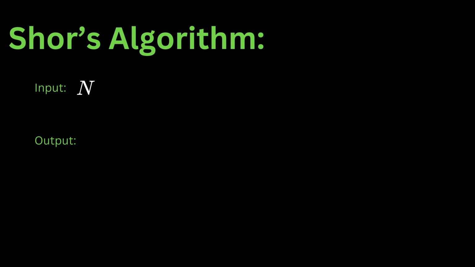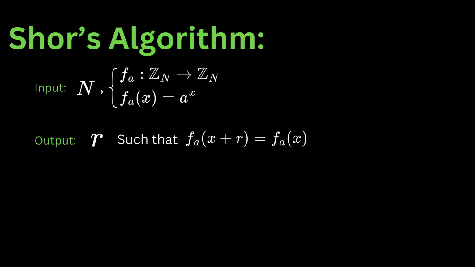The input of Shor's algorithm is an integer n and a function f of a from Zn to Zn that maps each x to a to the x. And the output is the period of this function r, which means f of a on x plus r is equal to f of a on x, or equivalently, a to the r is equal to 1 mod n.